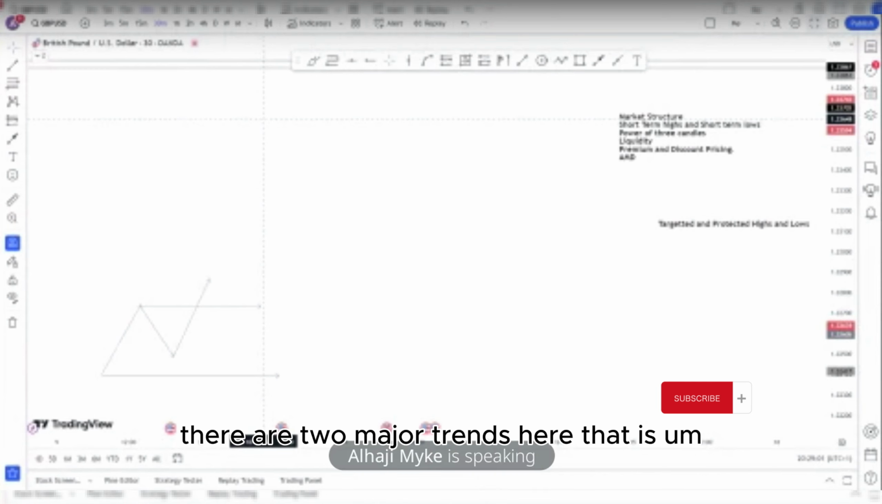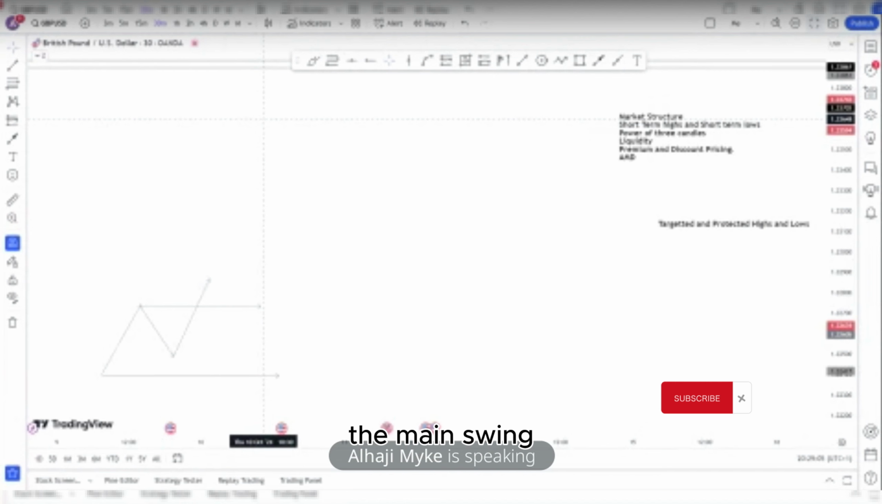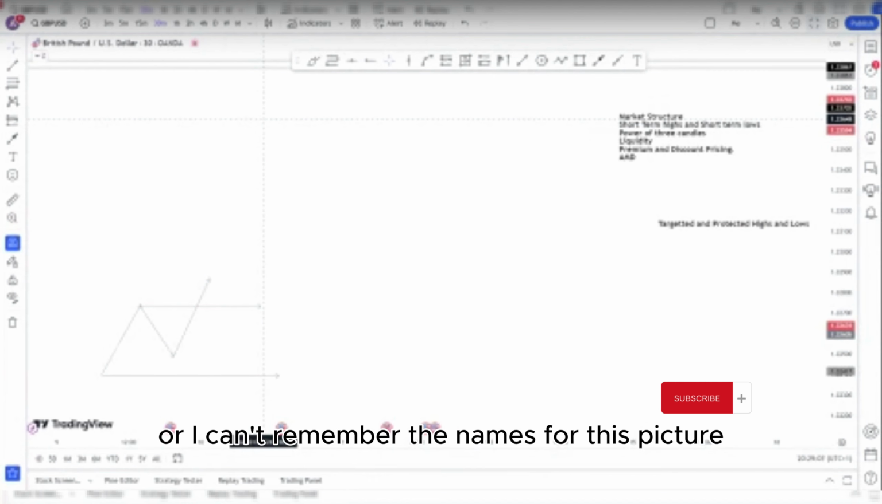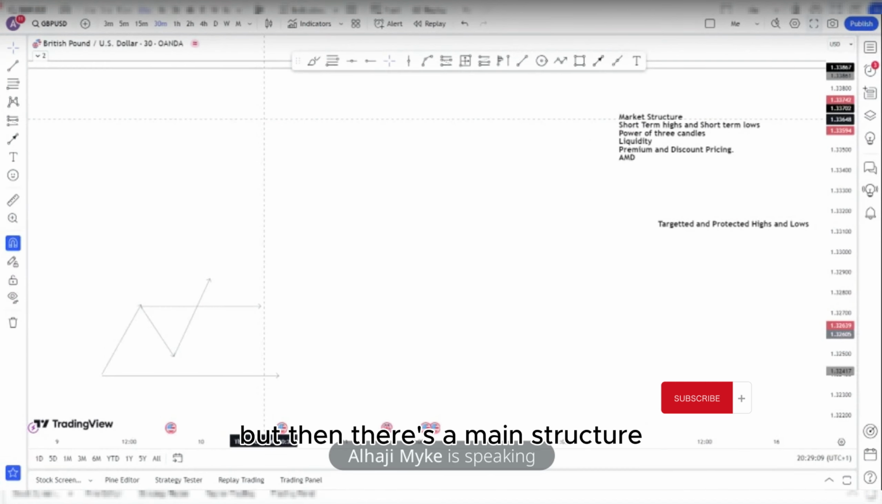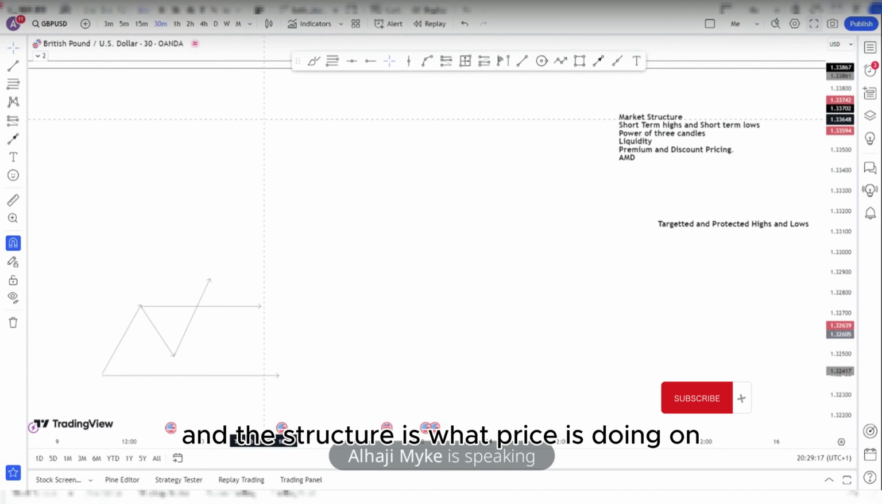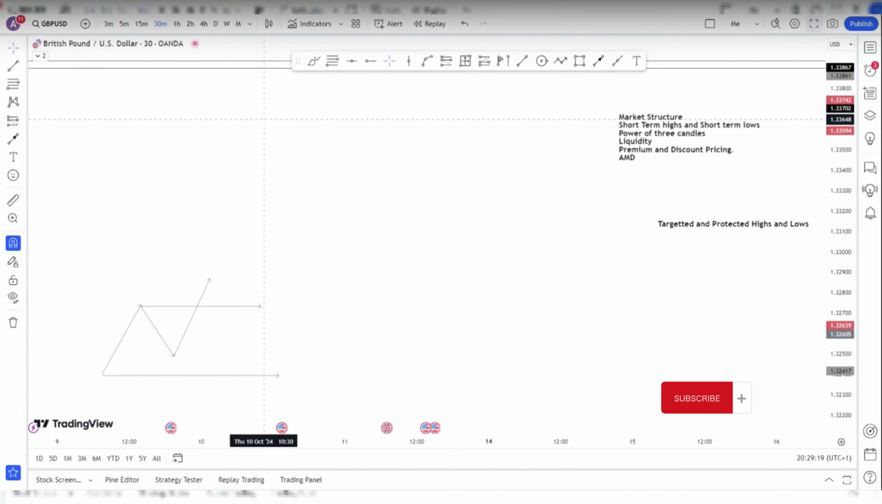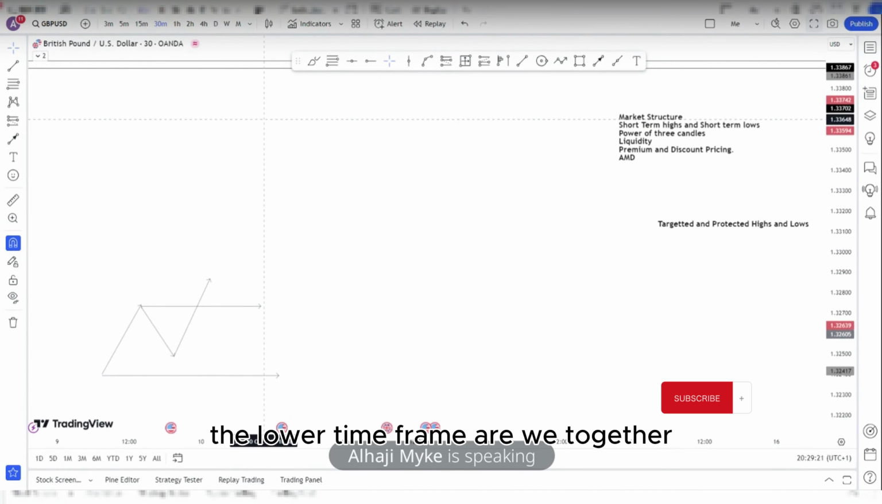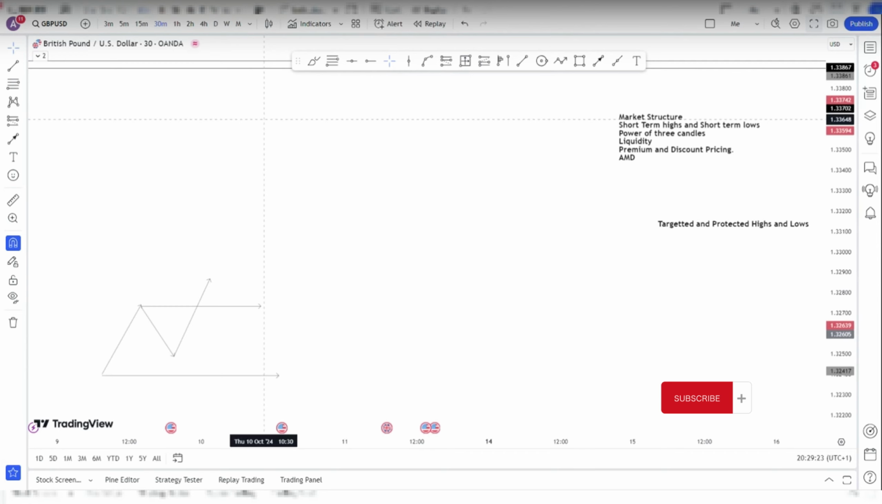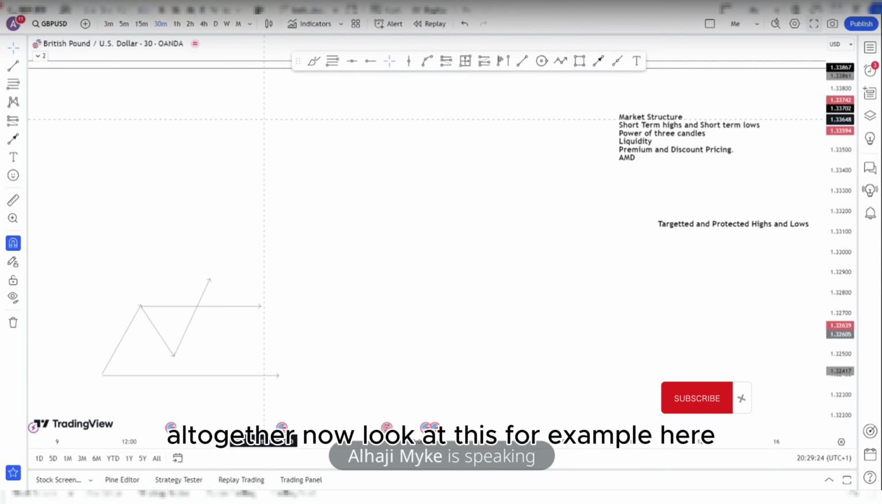That is, I call one, let me say, the main move, the main swing, or I can't remember the names for this picture. But then there's a main structure and there's always a minor structure, or let's call it a substructure. Now, the main structure is what price is doing on the higher time frame, and the substructure is what price is doing on the lower time frame. Are we together? Now look at this, for example, here.